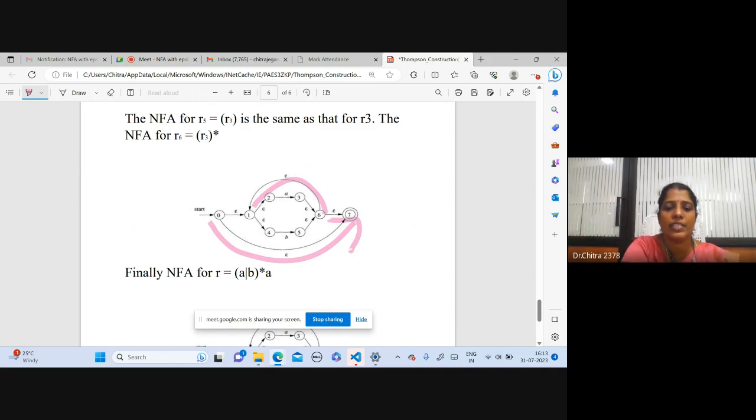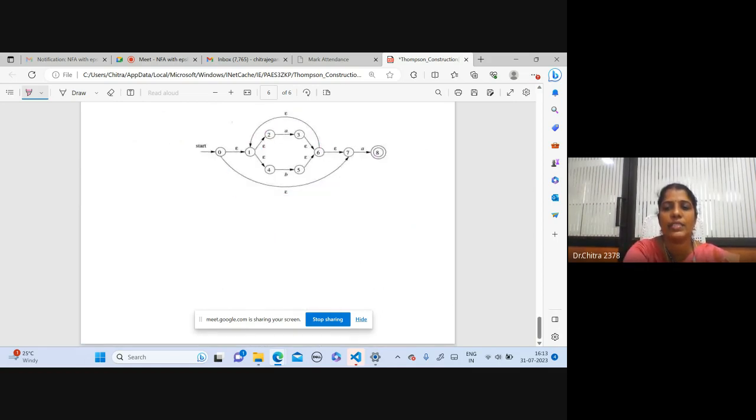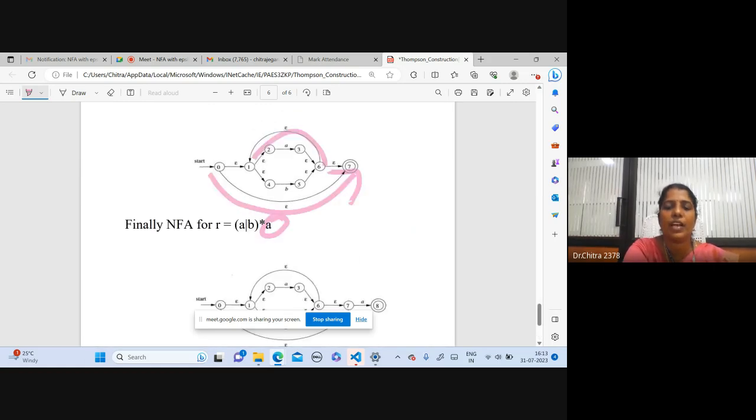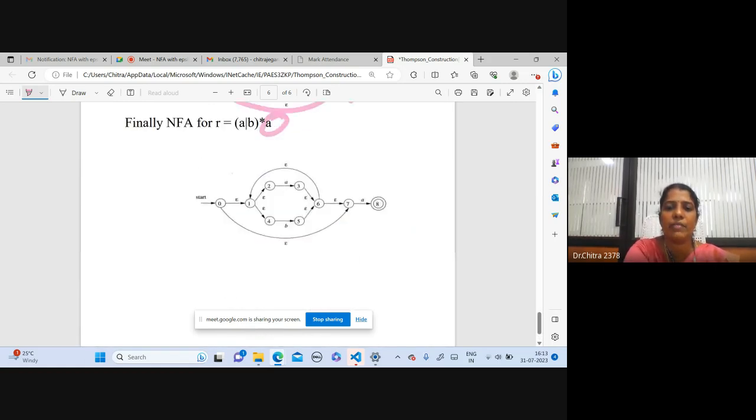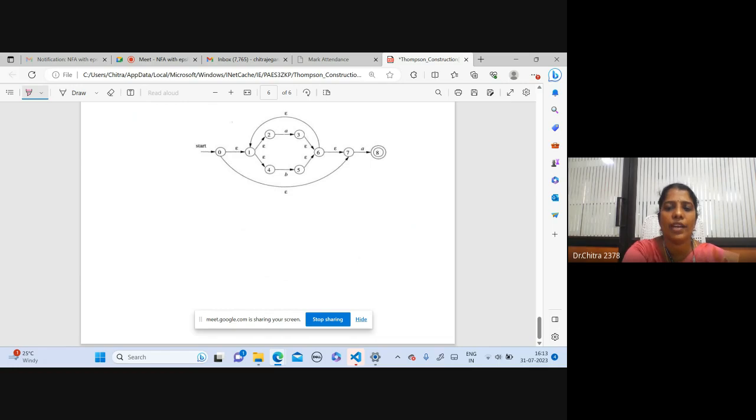And finally, (A + B) the whole star into A. Here finally A is concatenated. You know that A is concatenated with this one. After completing everything, you need a name for each and every state. And finally, draw the final state also. This is the way you should construct the non-deterministic finite automata from the regular expression. And this method is called Thompson's construction. Let's see one example.